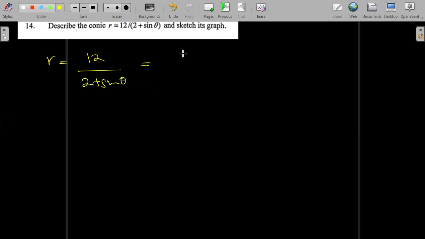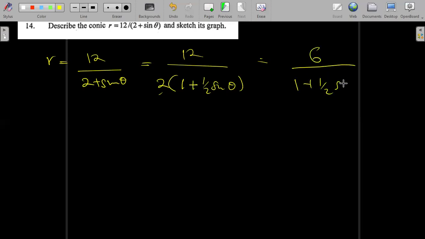So putting it in standard form means I factor out my 2 down there, such that I have 1 plus half sine theta. And this 2 can divide into 12, so I have 6 there, 1 plus half sine theta. So this is what you get. And then from here, you identify your E is 1 over 2. And 1 over 2 is in between 0 and 1. So this is going to suffice to say this is an ellipse.